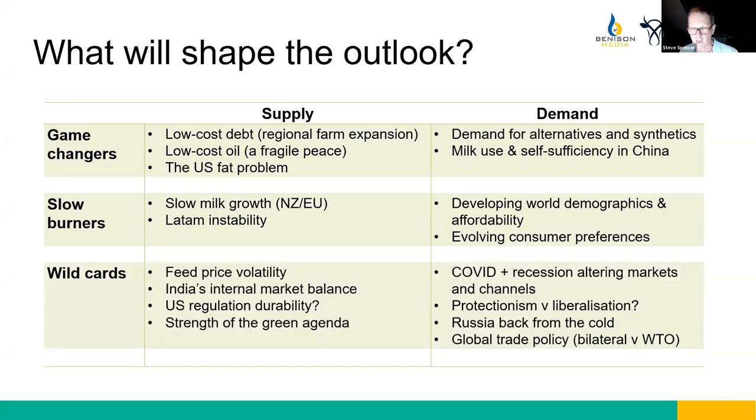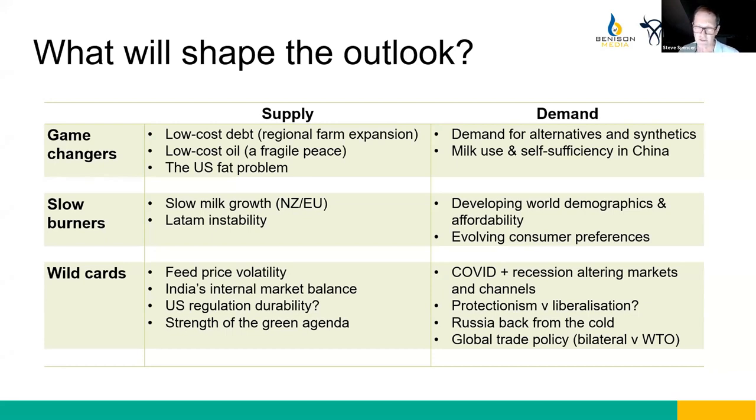Then a whole lot of wildcards, volatility of feed prices, India's market balance, the extent to which the US industry can continue to exist with a very old parochial set of regulations which inhibit innovation and limit the ability for the industry to really capitalize on the opportunities in the export markets. That's a big challenge. I think the industry really hasn't started to grapple with that. It's very protectionist of those things, and it's politically charged.